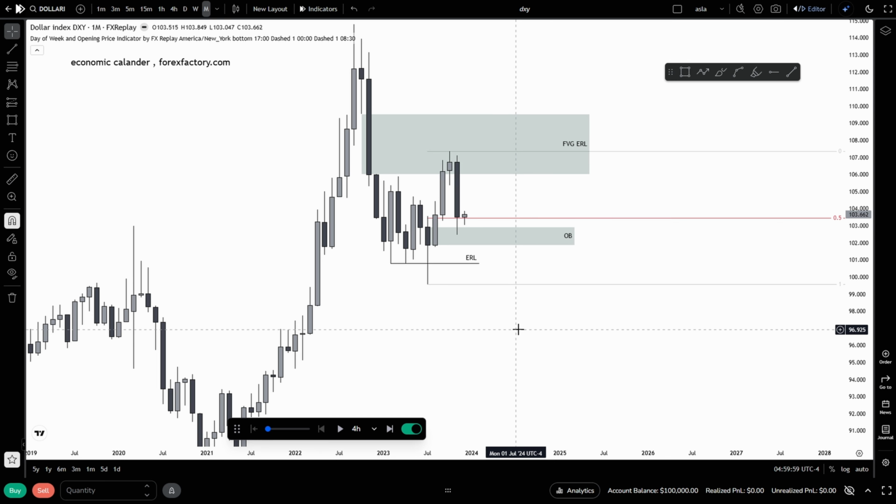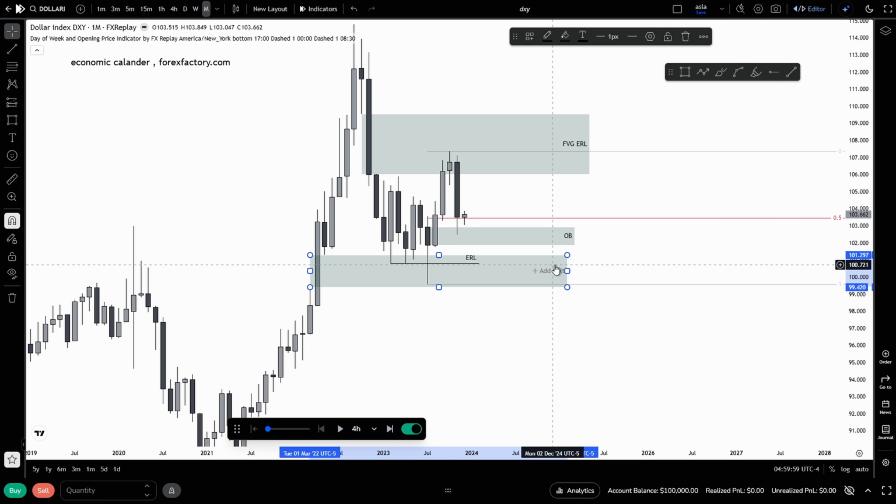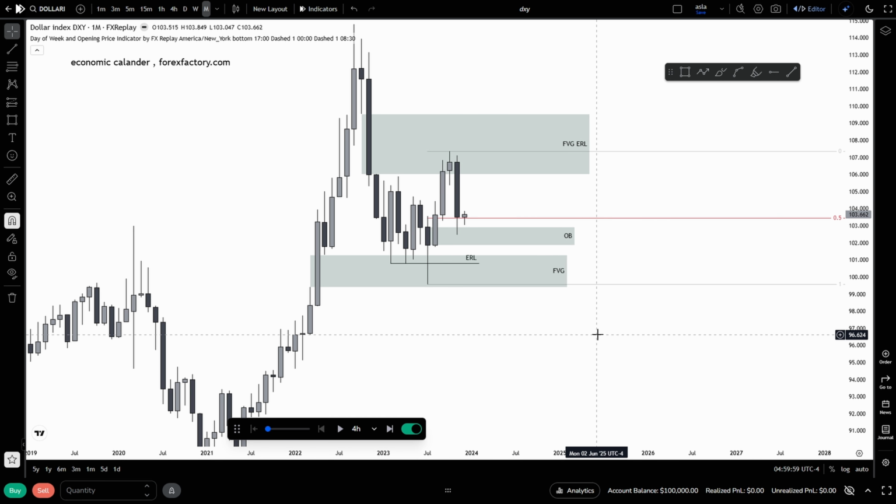Now moving on to the dollar index, we begin by analyzing the monthly time frame. At first, this is just a clean, naked chart so we can observe price action without any bias or annotations. Before marking anything, you should already be training your eye to identify key concepts such as where internal range liquidity is, where external range liquidity is resting, and most importantly, where price is likely to draw next.